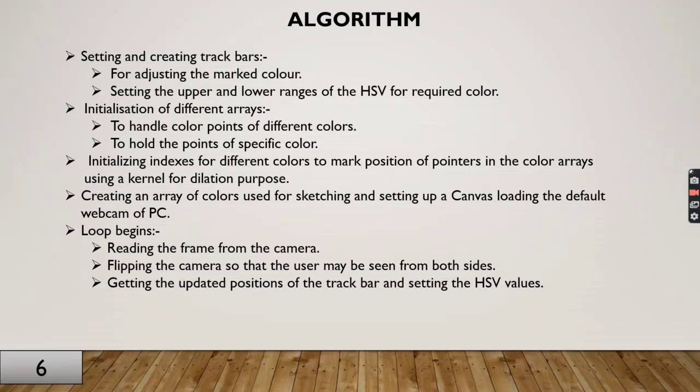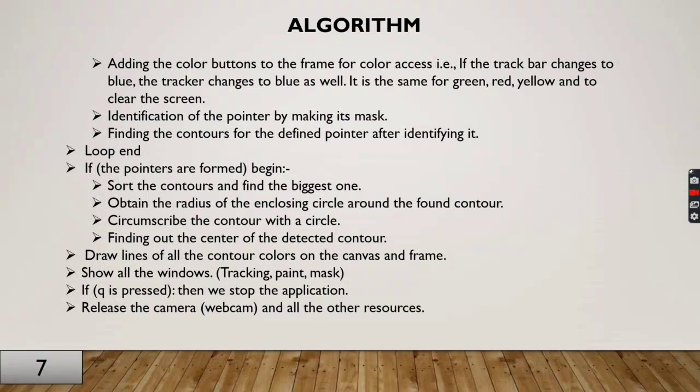Then the loop begins, and in that we read every frame from the camera, flip the frame, get the updated positions of the track bars, add the color buttons, identify the pointer by making its mask, and then find the contours, and then the loop ends. If the pointers are formed, then we sort the contours and find the biggest one, obtain the radius of the circle around the contour, circumscribe the contour with the circle, find out the center of the contour, and then end.